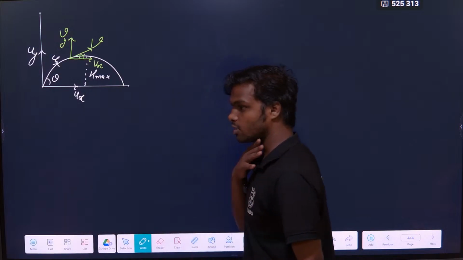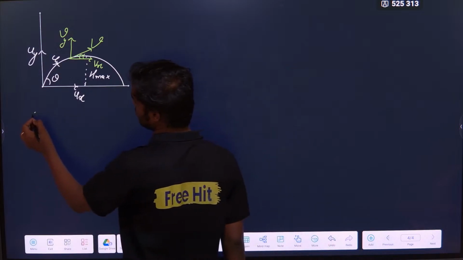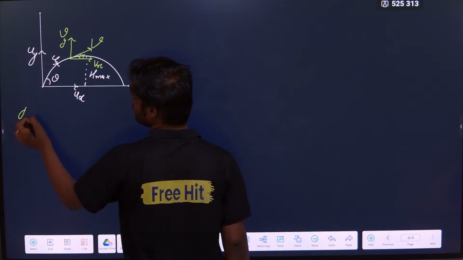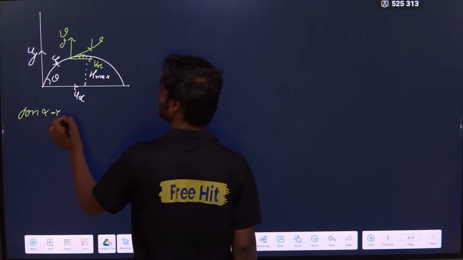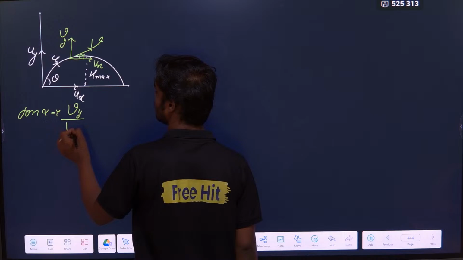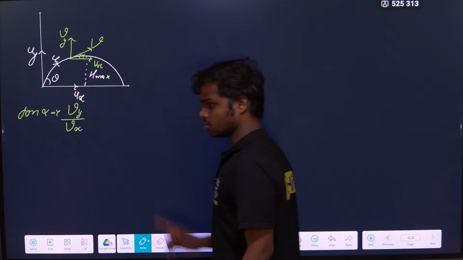Okay, now what is my question? The first question is what is tan alpha? So sir, tan alpha will again be vy upon vx, correct? That is the first thing.